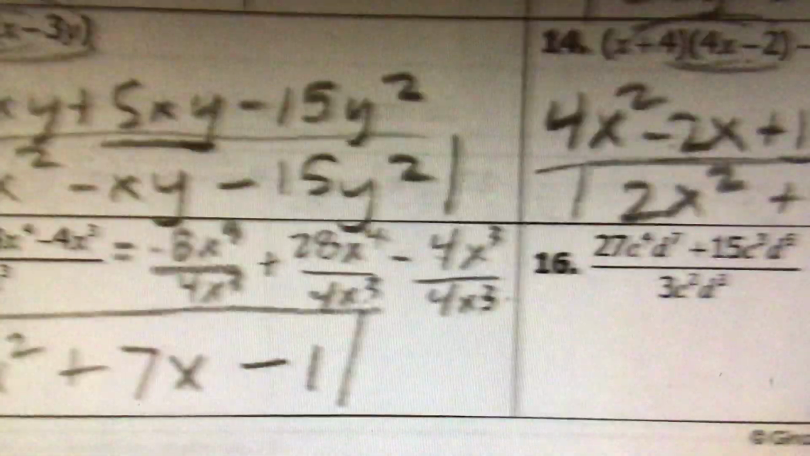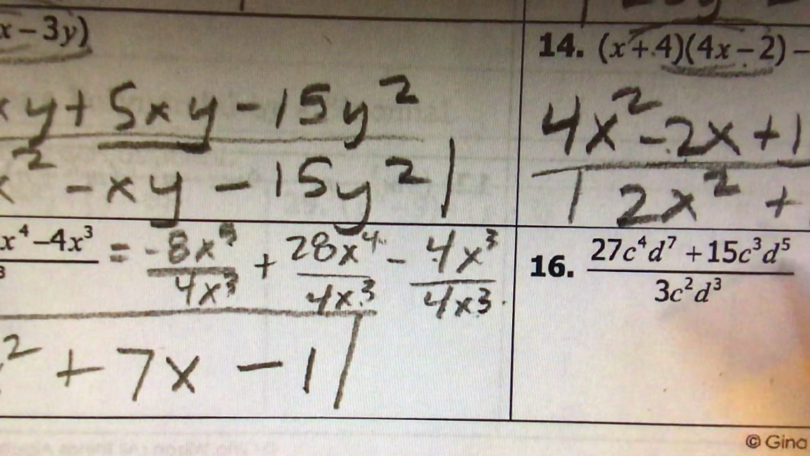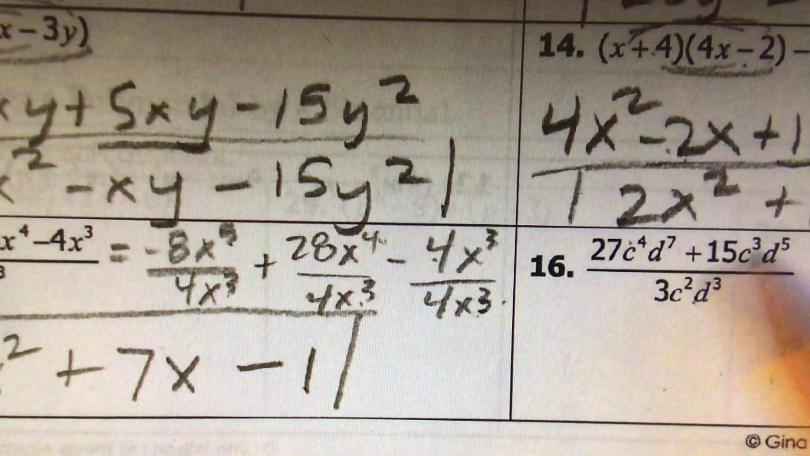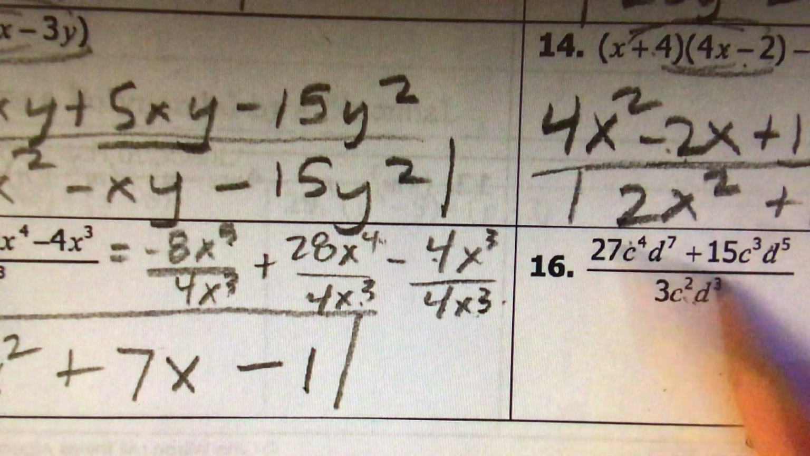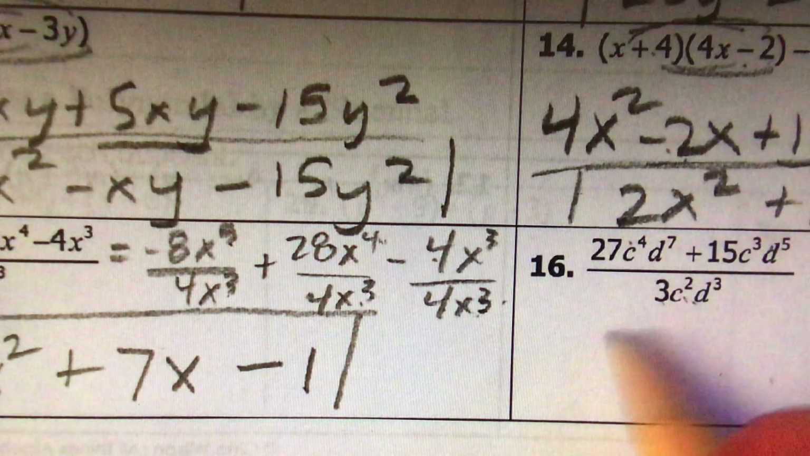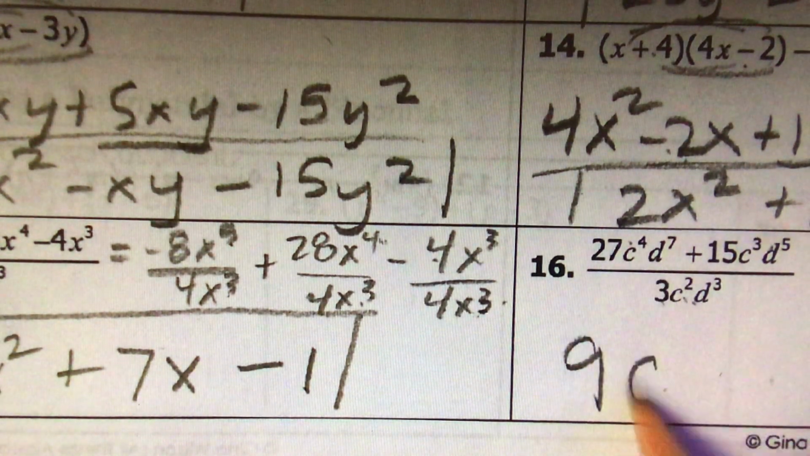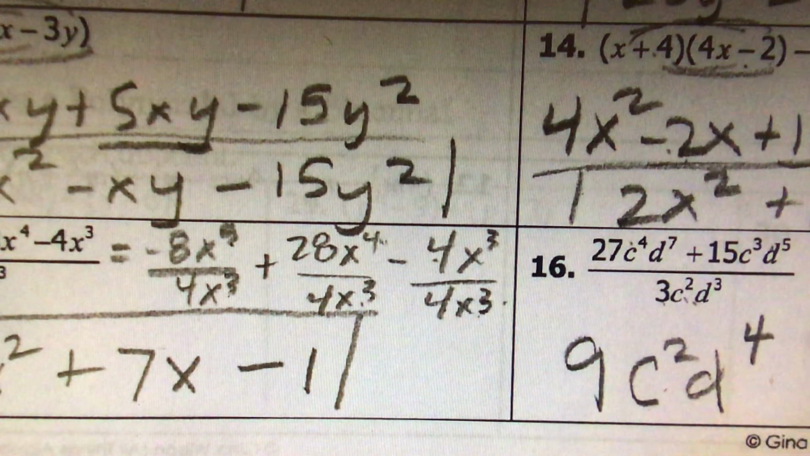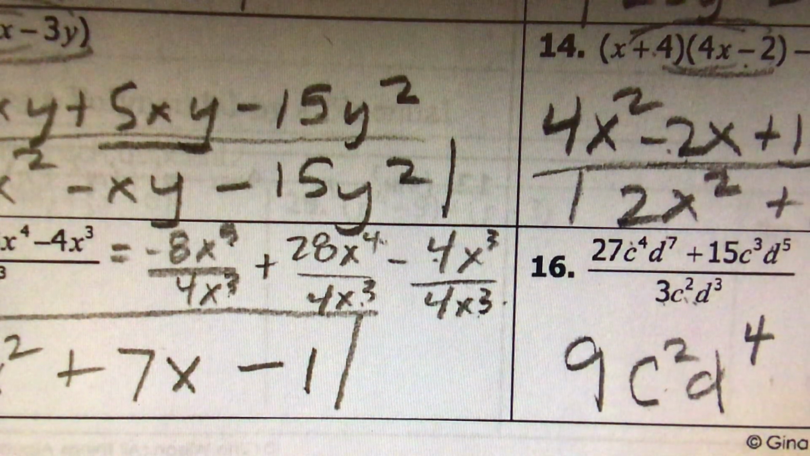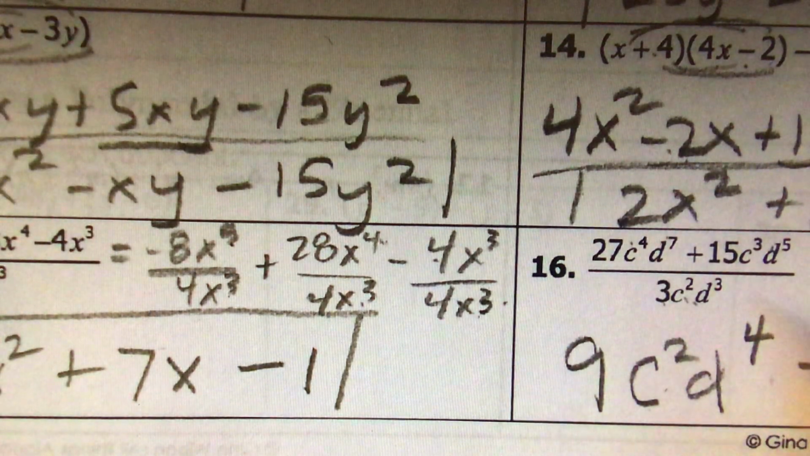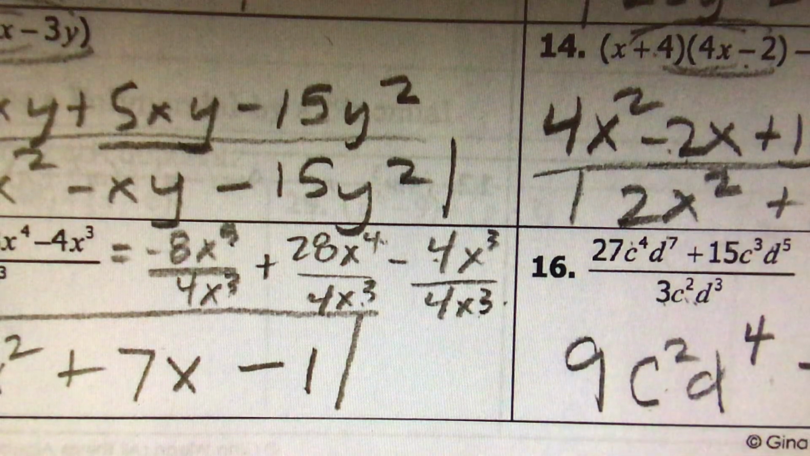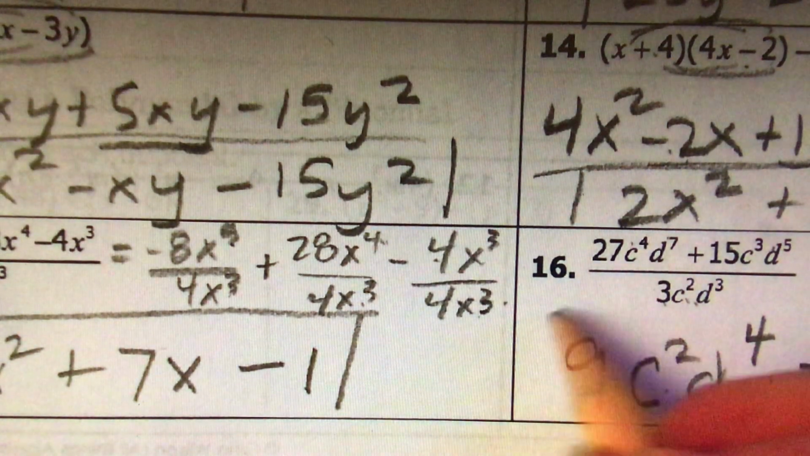Okay, I'm not going to expand these out, but remember it means this term divided by this term divided by this. So I'm just going to go ahead and go for it. 27 divided by 3 is 9. I'm going to have a c squared d to the 4th. So I get 7 minus 3. I'm using that addition sign from here. 15 divided by 3 is 5, and then I've got a cd squared.